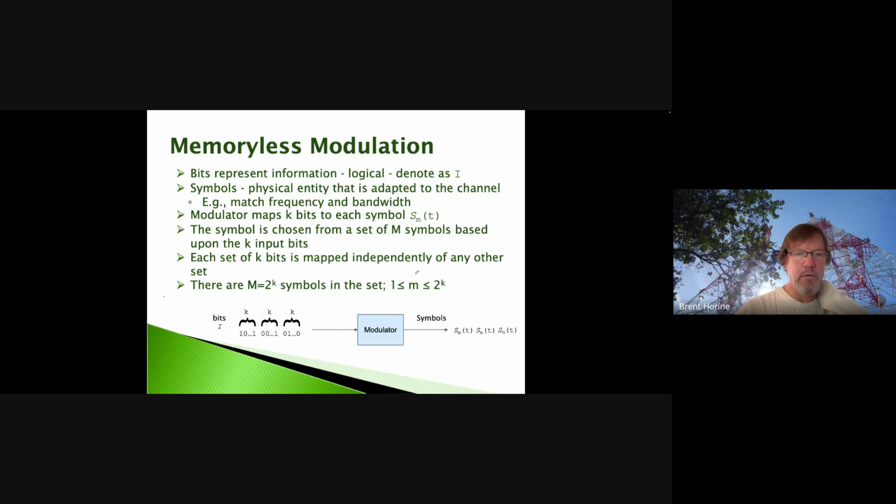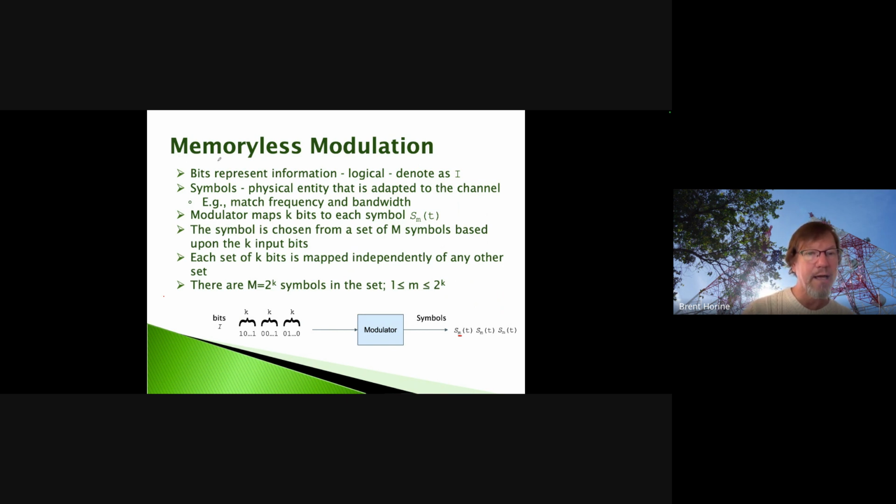So little m, whatever symbol we send out now, is somewhere between 1 and 2 to the K, in that case 8. So it might be 1, might be 8, might be 6. These M are representing the individual symbols. If K is equal to 4, then we need 16 different symbols. Again, we're only sending out 1 symbol at a time, but we need a set of 16 to draw from. So that's memoryless modulation.